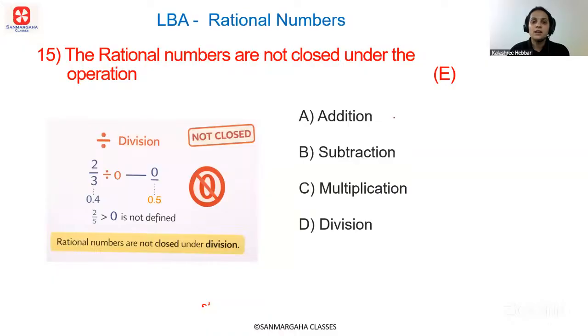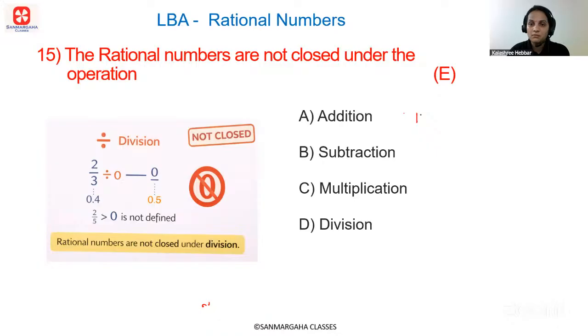Question number 15. The rational numbers are not closed under the operation: A) addition, B) subtraction, C) multiplication, D) division. So how does the closure property usually work? For addition, 2 plus 0 is equal to 2. Here we are finding for the rational numbers which operation is not closed. For addition, it works.